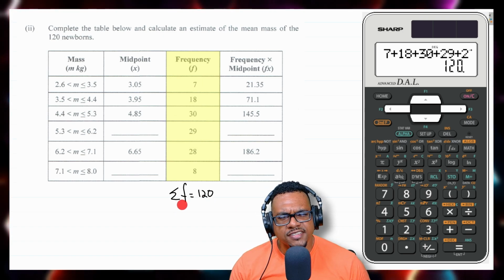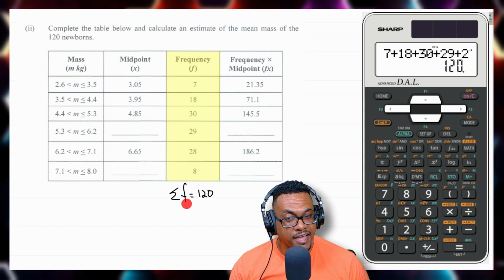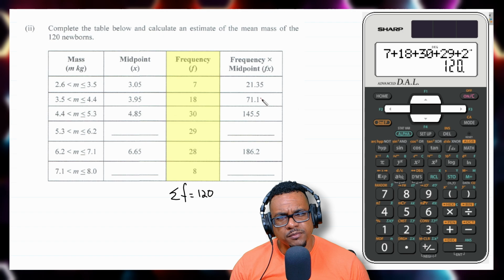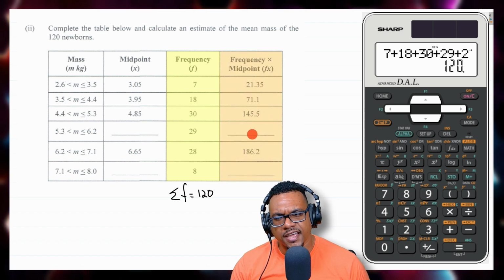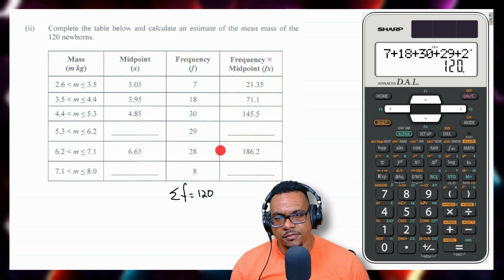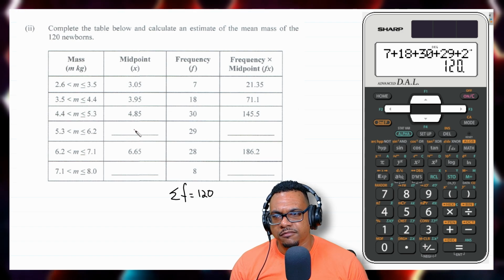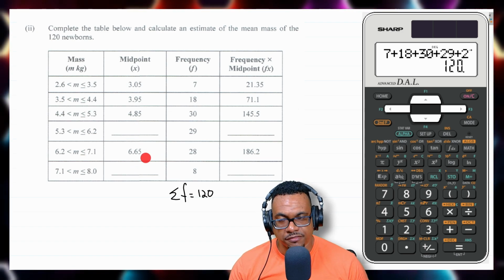And the reason we need sigma F is because we know the mean is sigma XF divided by sigma F. So that means we have to add up all the numbers in this XF column to get sigma XF and divide it by sigma F to get the mean. Now we can see this table has some stuff missing. We have stuff missing here in the sigma F column, and we have stuff missing here in the midpoint column. So let's fill out the midpoint first.